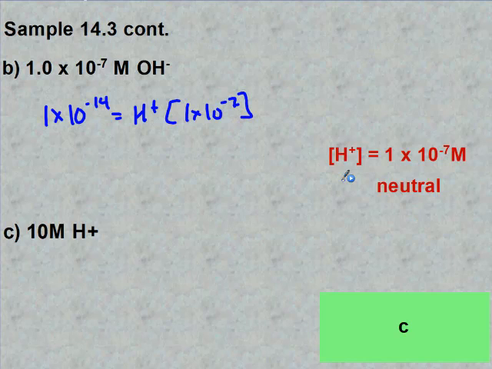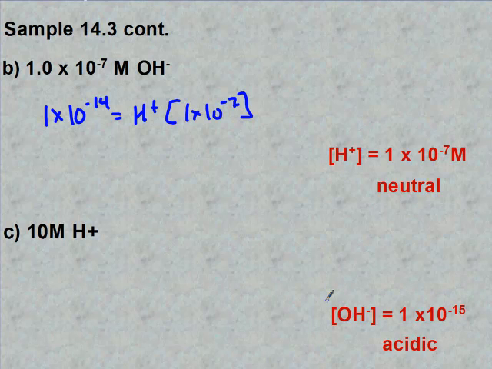So our H concentration on B is 1 times 10 to the negative 7th. Since those are equal, then it's a neutral solution. And finally on C, our OH concentration was 1 times 10 to the negative 15th. That means our H is dramatically larger, so that's a very acidic solution.